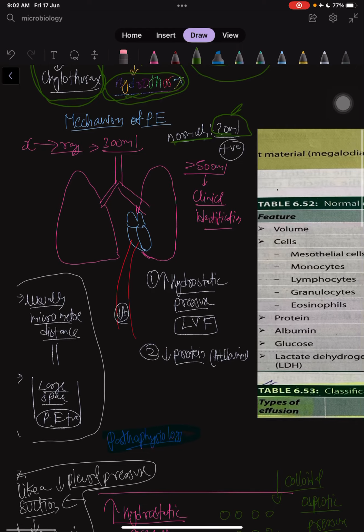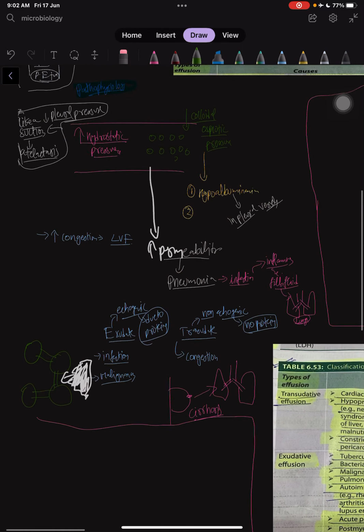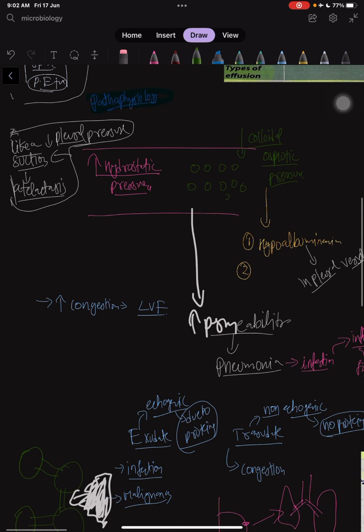Having said that, there are different mechanisms of pleural effusion, but more importantly, let's talk about the pathophysiology. Within a blood vessel, there are two forces which maintain the fluid compartment within the blood. One is the colloidal osmotic pressure, or colloidal oncotic pressure, which is an inward force towards the blood vessel, whereas the hydrostatic pressure, which is due to the fluid, is an outward force.